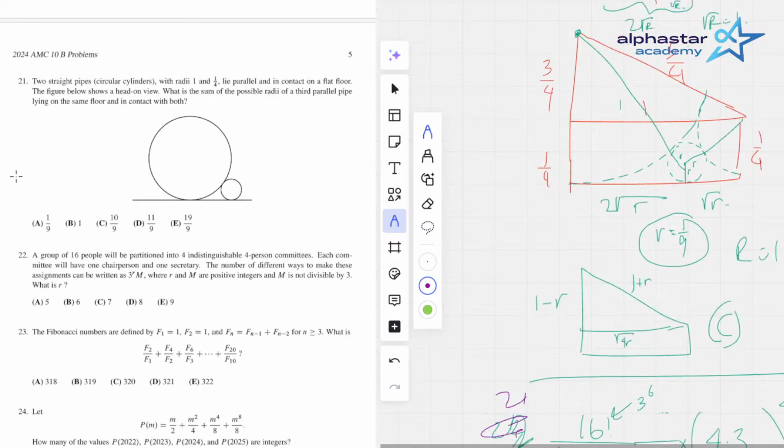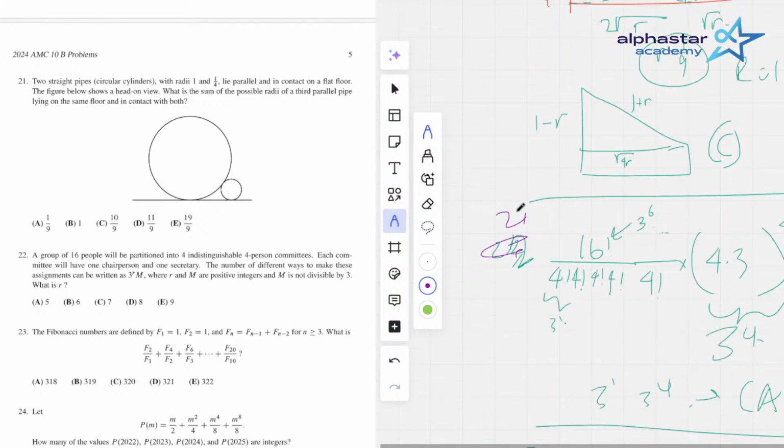Wait, what? This is 22. 22, let's see, 4 instructional. Seems right. We're overcounting by 4 factorial. So it's 16 factorial over 4 factorial to the 5th. That makes sense. 4 factorial to the 5th is divided by 3 to the 5. 16 factorial is 3 to the 5.